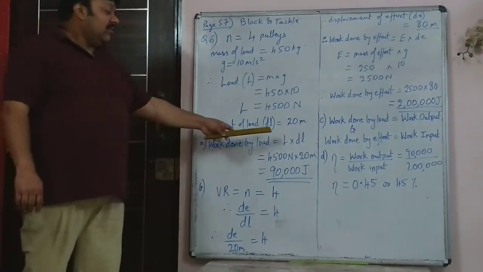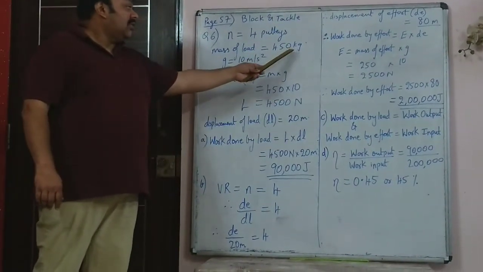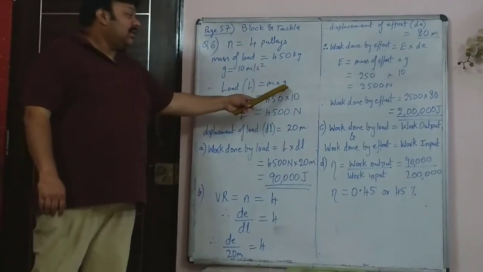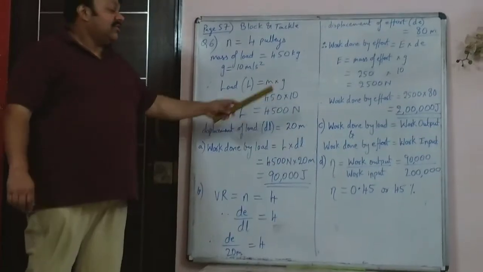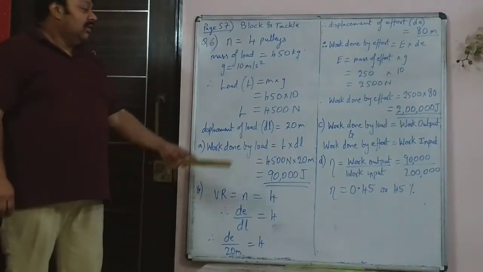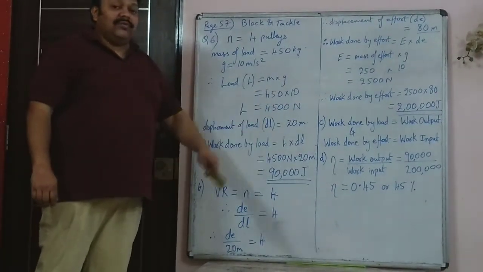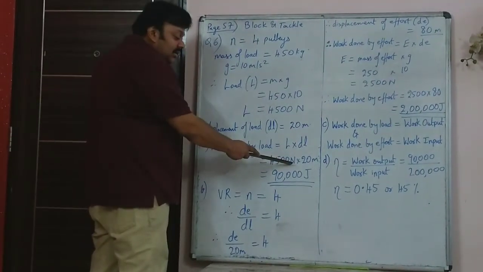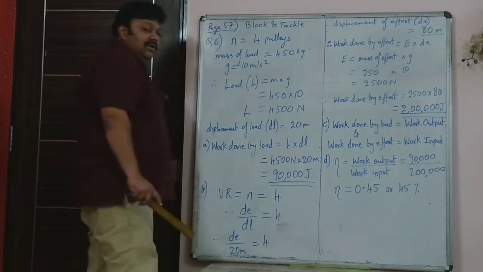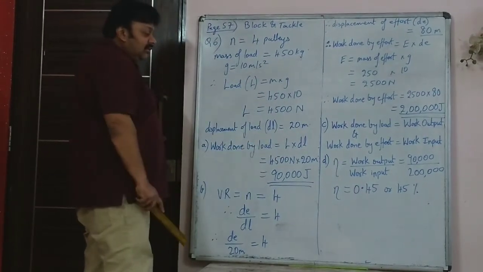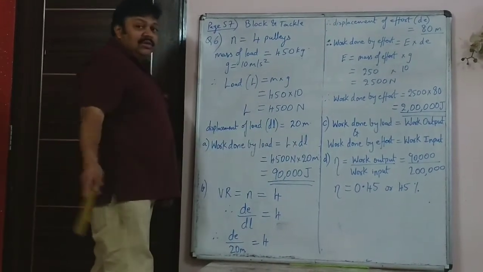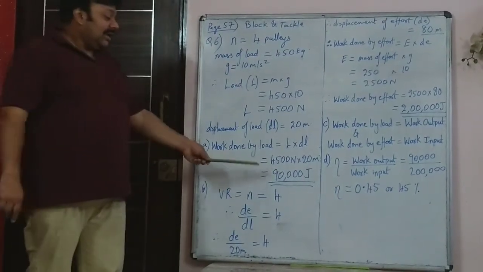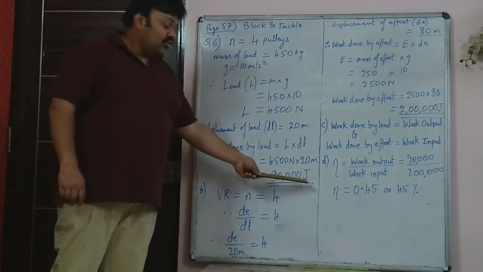Now first thing you have to do is convert the mass of the load, which is 450 kg, to 450 into 10, because your given value of g is 10 meter per second squared. So load will be 4500 Newton. So you have written load as 4500 Newton and displacement of load as 20 meter, because the sum says the load is lifted through a height of 20 meter. So that gives you 90,000 joule.